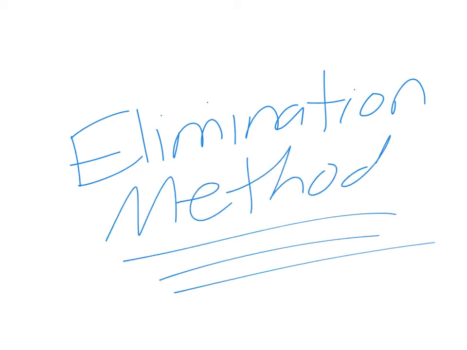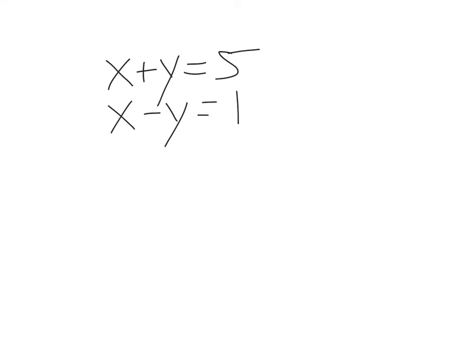Ta-da! The elimination method. Now, bear with me, and let me explain how the elimination method works. But let's start with a very, very simple example. Let's say I have the equations x plus y equals 5 and x minus y equals 1. You will notice right off the bat that these two equations are in standard form. So substitution, I could solve one of the equations, but that really does make it a little bit more difficult.